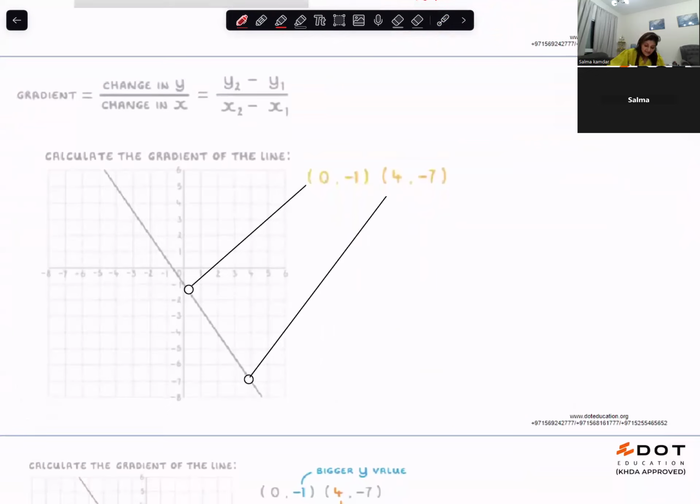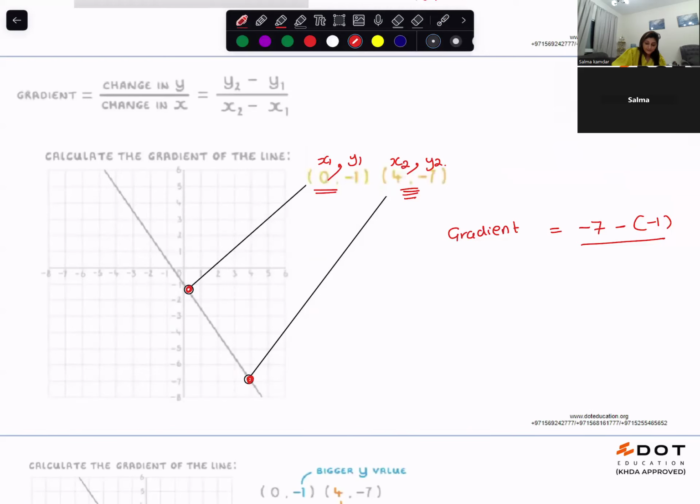Suppose you're given a line and they've given you two coordinates and they ask you to find out the gradient of a line. The coordinates over here, one is 0, minus 1, the other is 4, minus 7. I will take this as x1, y1. This coordinate would be x2, y2. So the gradient of my line, or I would say m, is y2 minus y1 over x2. What is my x2? My x2 is 4.